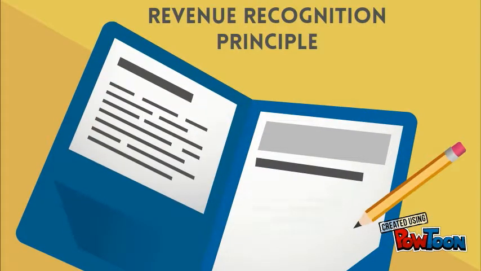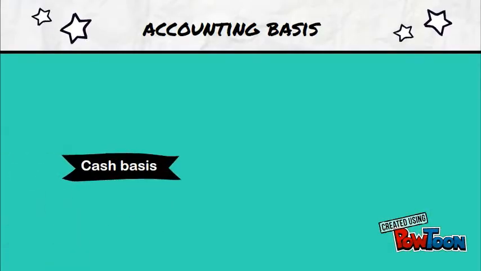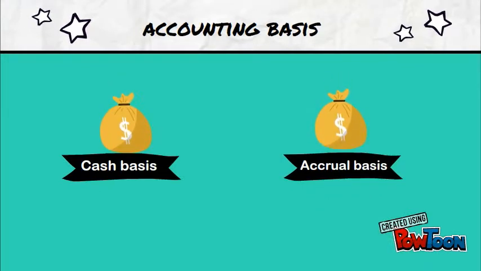The revenue recognition principle allows us to determine the accounting period in which revenue and expenses are recorded. In accounting there are two possible bases for recording revenues and expenses. These are the cash basis and accrual basis. The main difference between the two is the timing of when revenues and expenses are recorded.